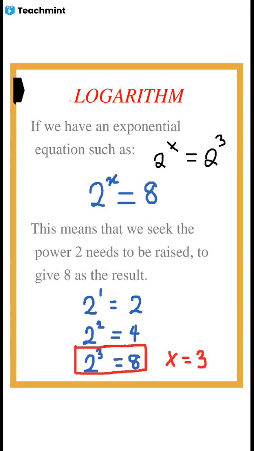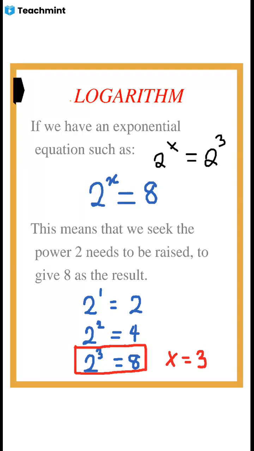So how do we read this? We read it as: we are looking for a number that will be the power of 2 so that we can have a result as 8. That is the meaning of this. We are having a power that will be placed on 2 and we are going to have 8. The power 2 needs to be raised to give 8 as a result.